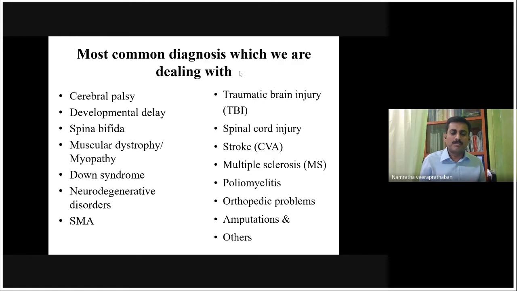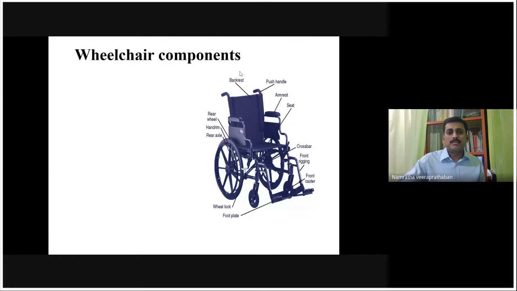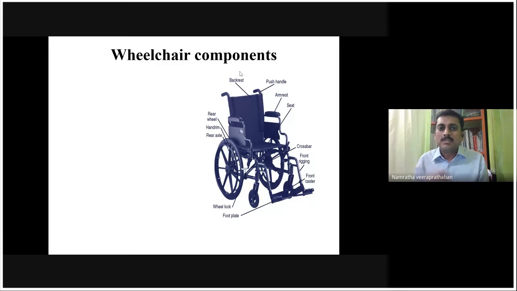So the most common diagnosis we deal with is mostly CP, and if you take adult patients, we are dealing with spinal cord injury, MS, and all those diagnoses. All right. Now, let's go to understand the wheelchair components.